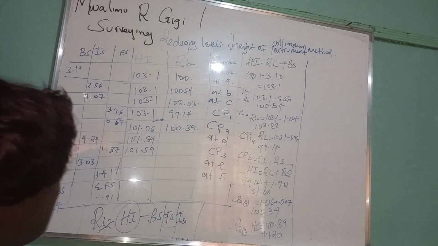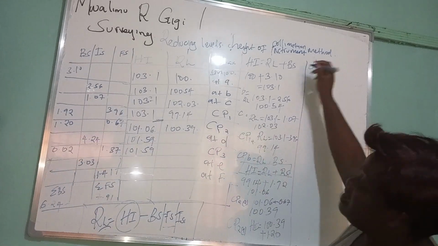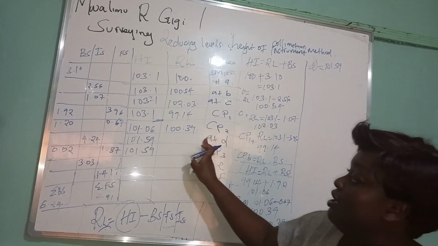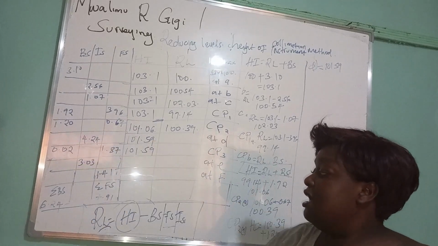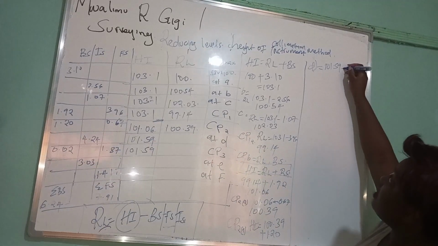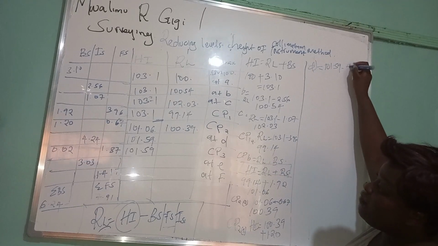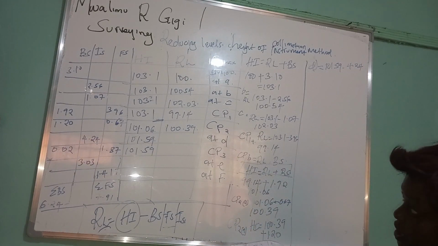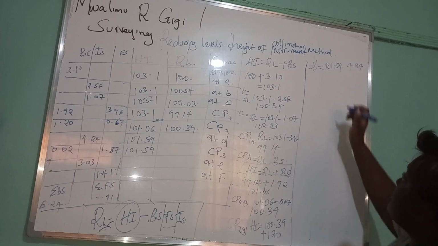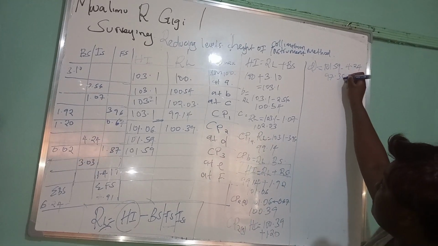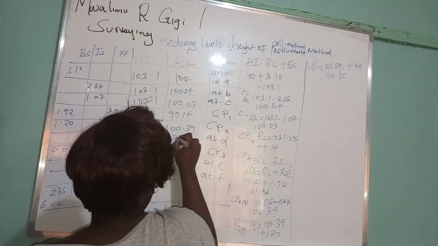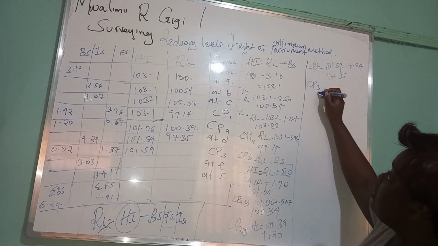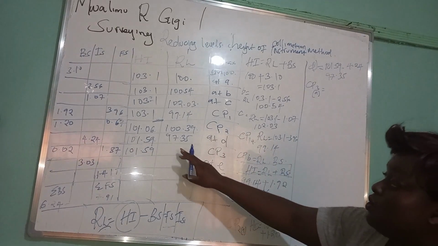So at D we have the height of instrument, 101.59, and we have the intermediate sight. So it is minus the intermediate sight, which is 4.24. So 101.59 minus 4.24 is 97.35.